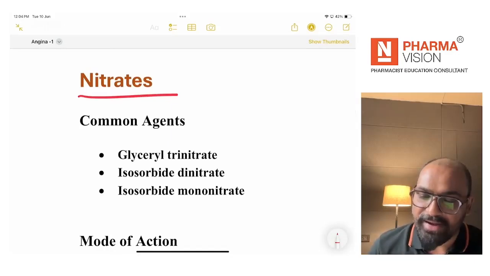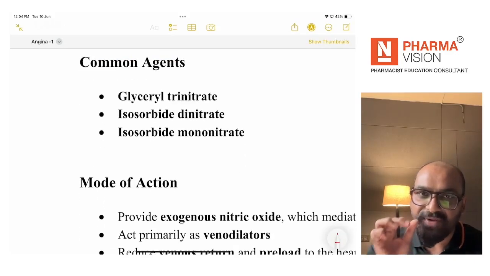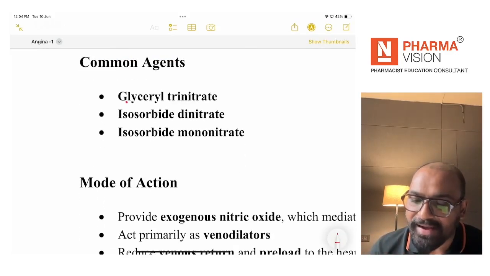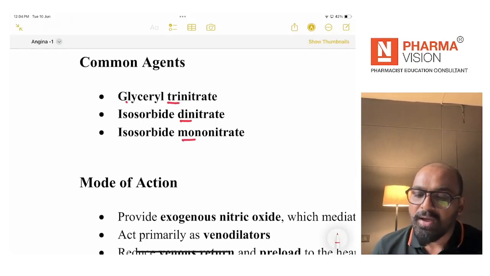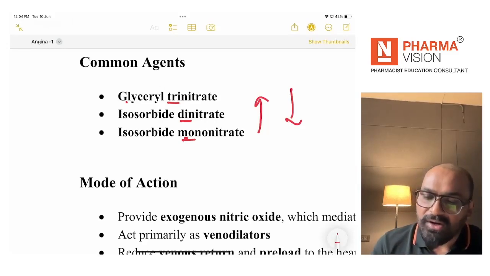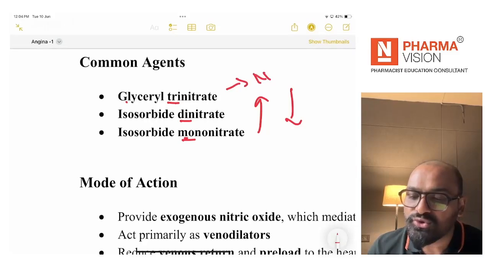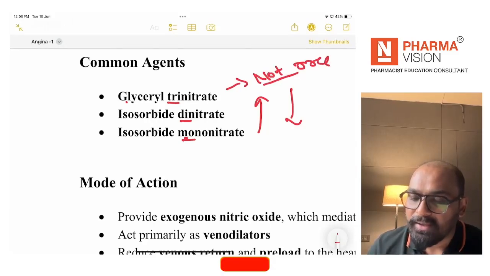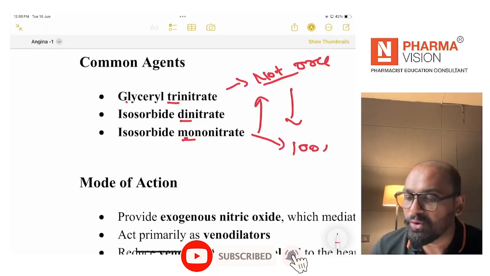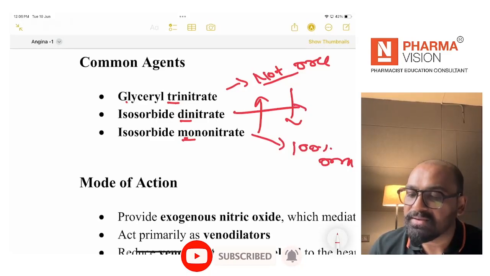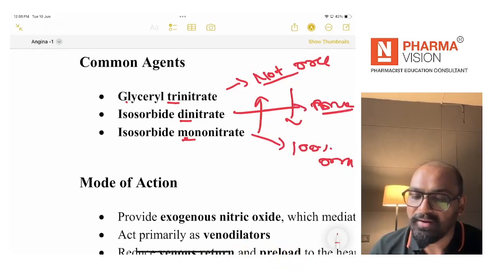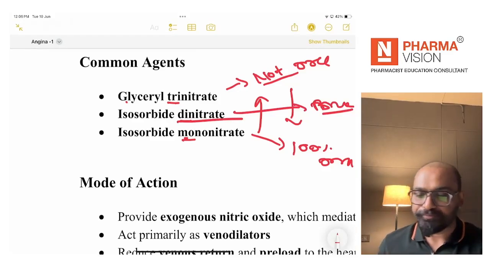the most commonly used medication, nitrates. There are three different nitrates: glyceryl trinitrate, isosorbide dinitrate, and isosorbide mononitrate. Mono, di, and tri. You can remember it this way. Glyceryl trinitrate is not suitable for oral use. Isosorbide mononitrate is 100% suitable for oral use. Dinitrate is in the middle, midway.